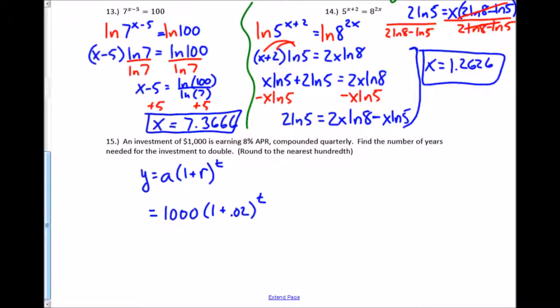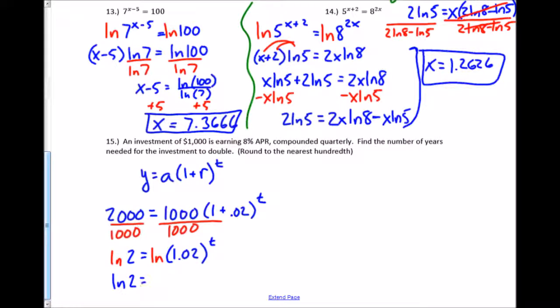And I want to know when my investment's going to double. In other words, I want to know when I'm going to have 2,000 in here instead of 1,000. And now I'm going to solve this for t. I divide each side by the 1,000. I'm isolating the exponential part of the function. So I find out that 2 equals 1.02 raised to the t. And now I take the natural log of each side, just like I did in the previous examples. That allows me to bring the t out front. So I have the natural log of 2 equals t times the natural log of 1.02.